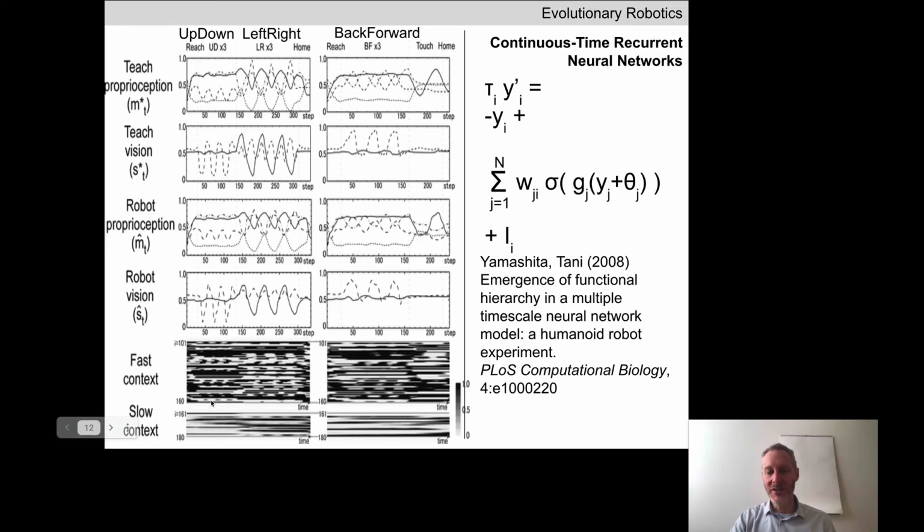So here you can see the brain of the robot, one part of the brain of the robot forcing up and down movement of the block, and then the same neurons, not a different neural module, causing a different oscillatory behavior left and right.